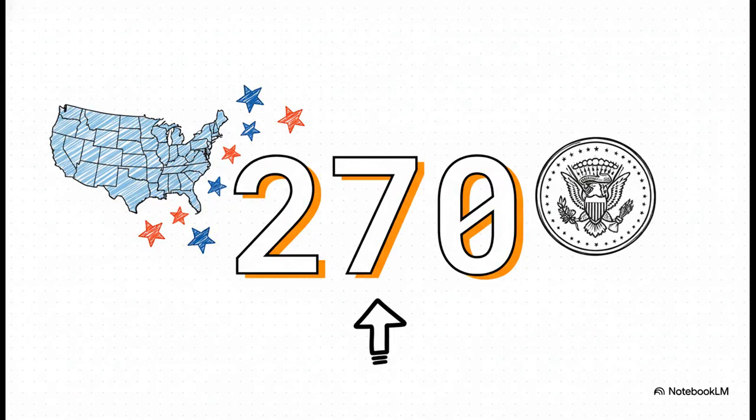Out of those 538 votes, this is the magic number you always hear about on election night: 270. It's just a simple majority, that's it. The very first candidate to lock in 270 electoral votes wins the presidency. End of story. It literally doesn't matter what the national vote count is. The whole thing is about hitting that 270 target.